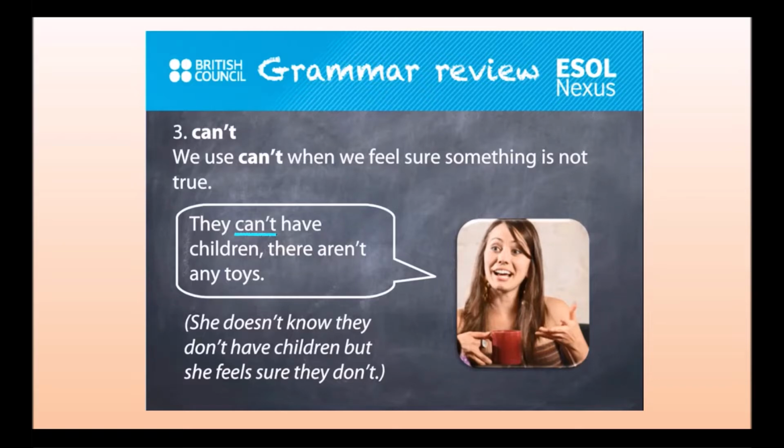3. Can't. We use can't when we feel sure something is not true. They can't have children. There aren't any toys. She doesn't know they don't have children, but she feels sure they don't.